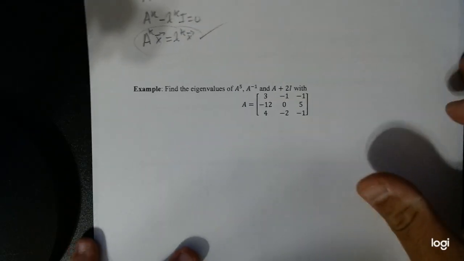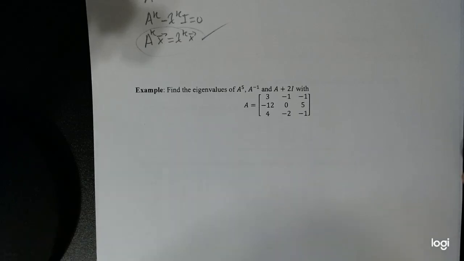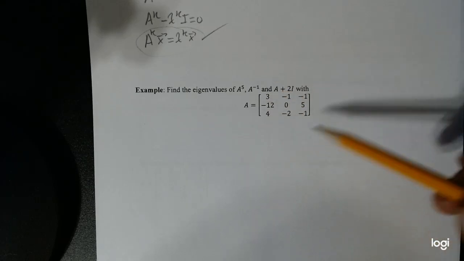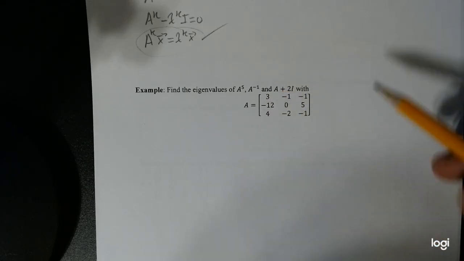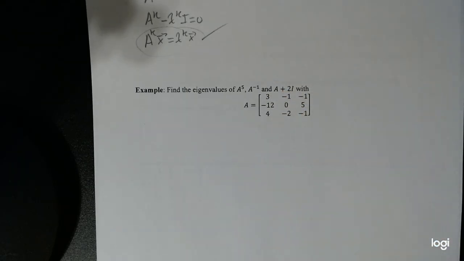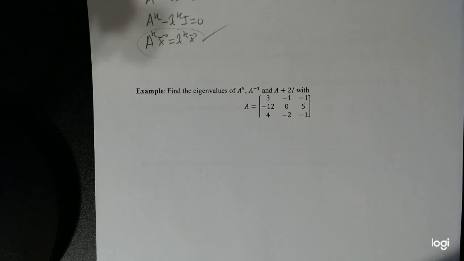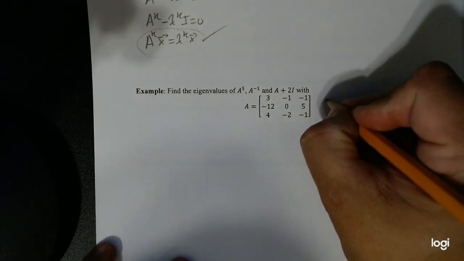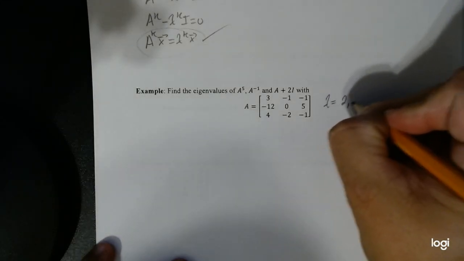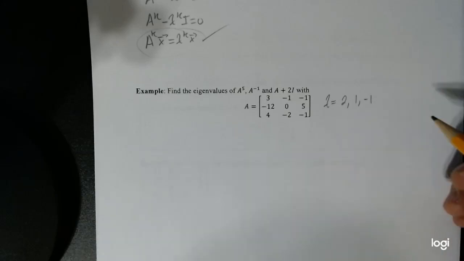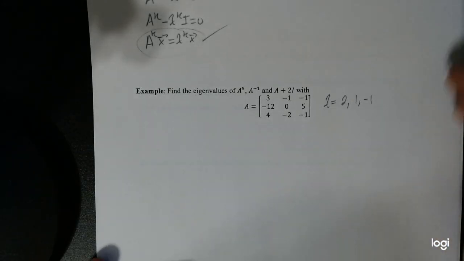All right, so we want to find the eigenvalues of A to the 5th, the inverse of A, and A plus 2I, with A being this matrix here. Okay. So we've already done this one before. It's the same matrix here. So we have those eigenvalues of 2, 1, and negative 1. So I'm just going to write that down. That's the eigenvalues of this matrix A. And we're going to use this theorem.